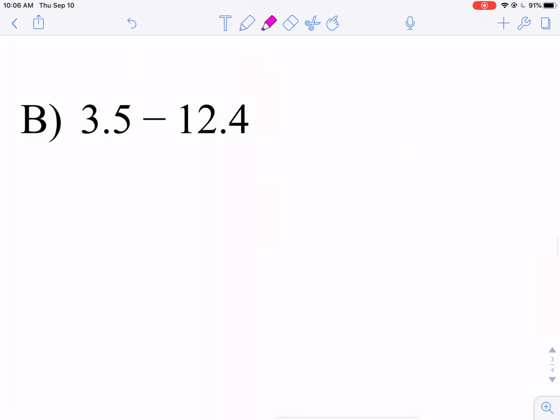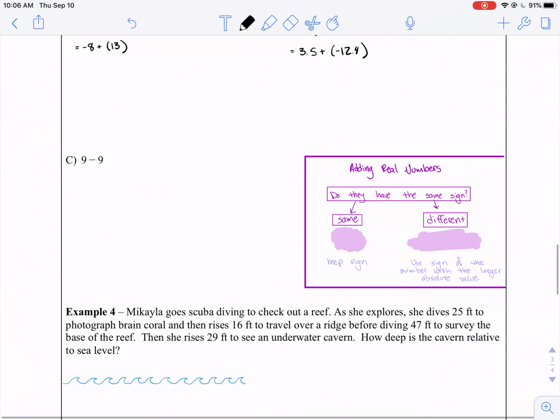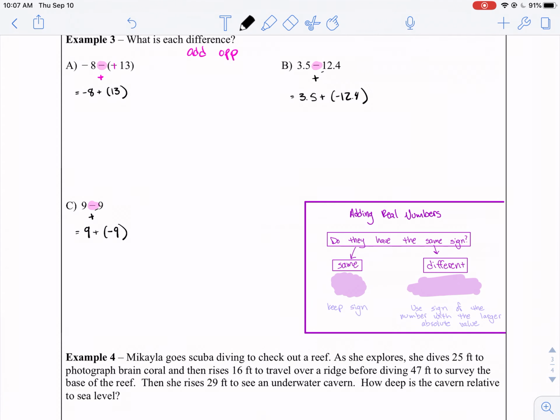And here, remember, subtraction is a lie. We're going to add the opposite. So that's the same thing as 3.5 plus negative 12.4. And then finally here, this subtraction is a lie. We're going to change it to adding the opposite. So 9 plus negative 9. See what that comes out to.